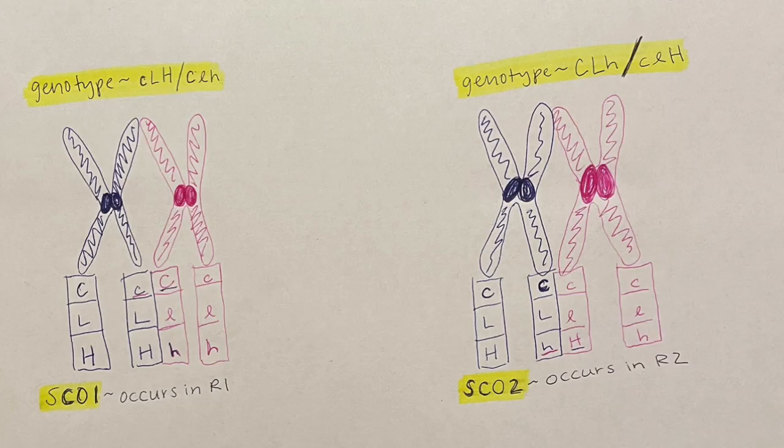The first potential crossover is known as single crossover 1, which occurs in the R1 section of the genetic map. As seen here, the genotypes of the single crossover 1 are little c, big L, big H, and big C, little l, and little h. Also seen here are the genotypes of the single crossover 2, which are big C, big L, little h, and little c, little l, big H.